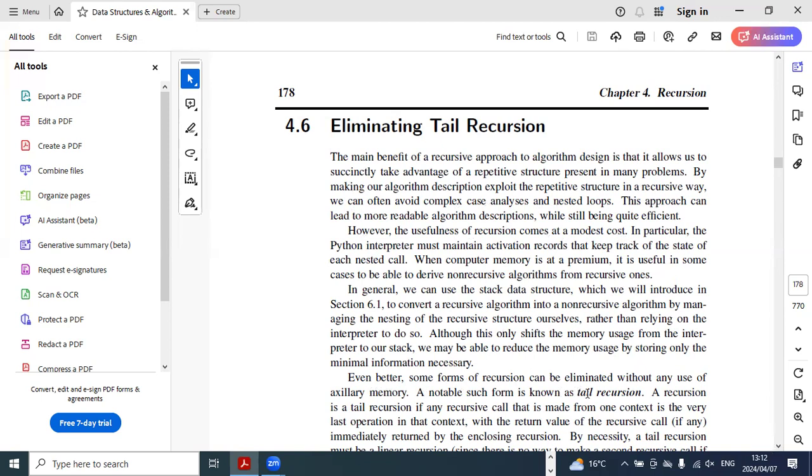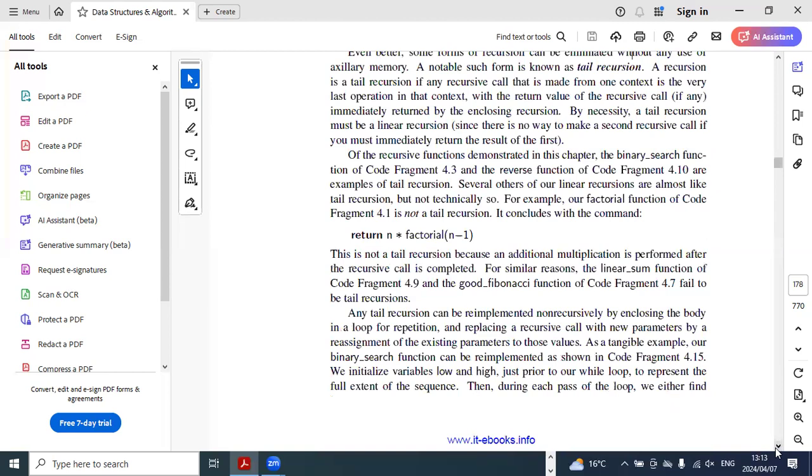Some forms of recursion can be eliminated without any use of auxiliary memory. A notable such form is known as tail recursion. A recursion is a tail recursion if any recursive call that is made from one context is the very last operation in that context, with the return value of the recursive call, if any, immediately returned by the enclosing recursion. By necessity, a tail recursion must be a linear recursion. There's no way to make a second recursive call if you must immediately return.